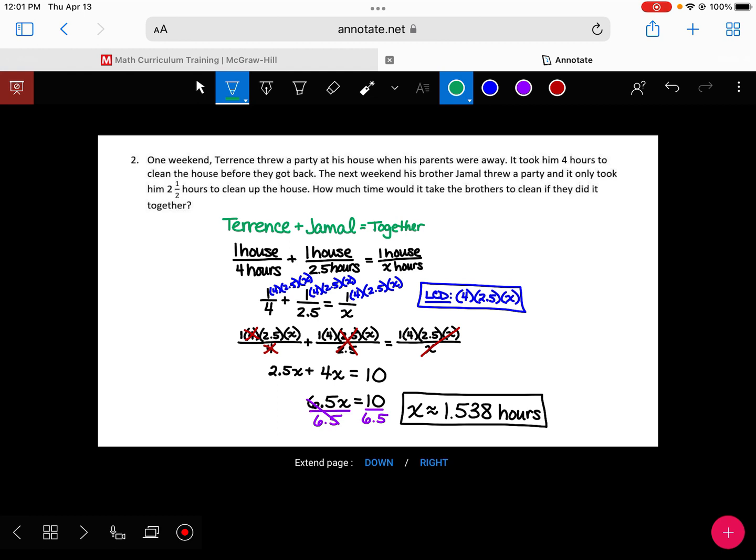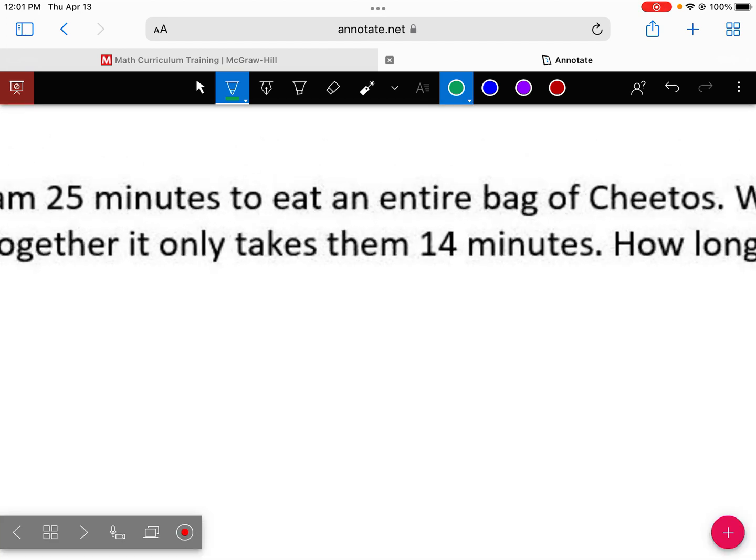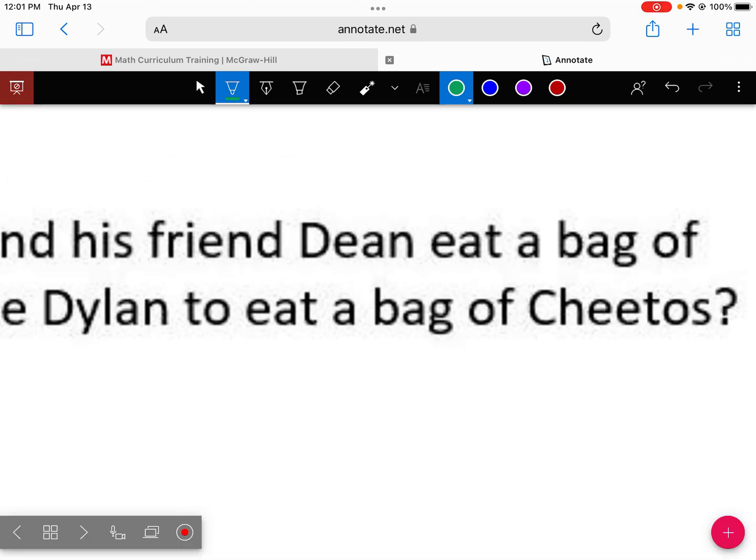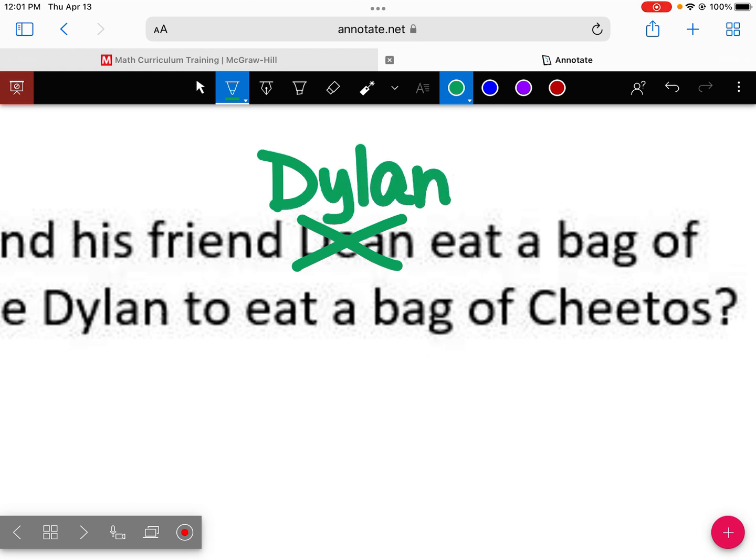Let's look at the last one. We've got Sam and Dylan. I wonder if it's the same Sam. What are Sam and Dylan doing? Eating Cheetos. All right. It takes Sam 25 minutes to eat an entire bag of Cheetos. This must be like a Costco-sized bag of Cheetos. When Sam and his friend, oh, it says Dean there and it says Dylan down there. Same person. We're going to change this to Dylan. I don't know why it's 2 different names, but it's supposed to be the same name.